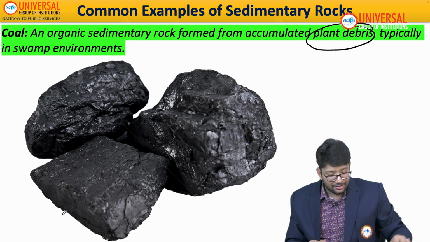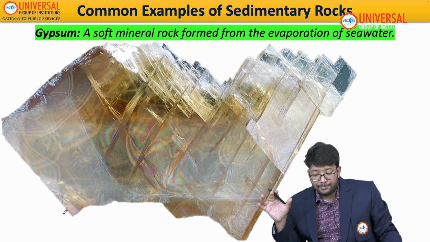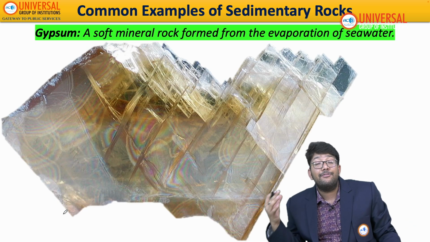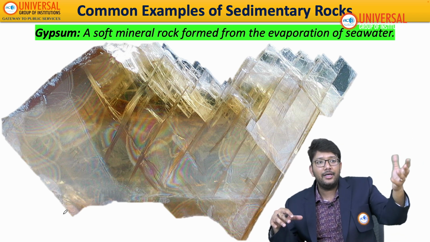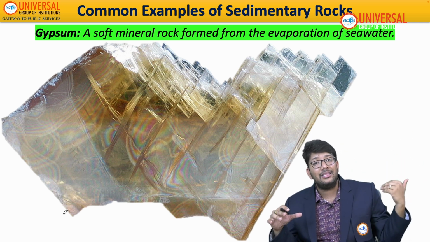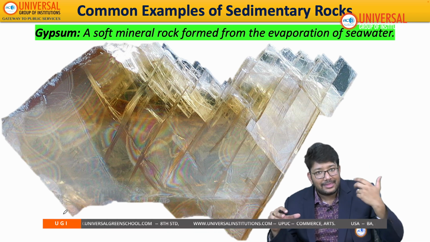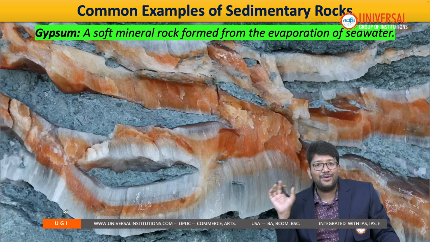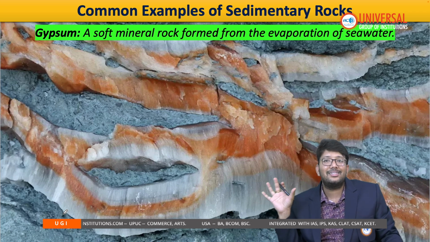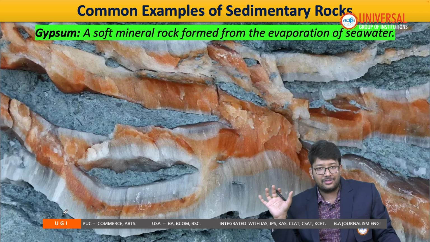Next is gypsum. Gypsum is a soft mineral rock formed from the evaporation of seawater. When seawater is evaporated, whatever minerals remain behind, from those minerals gypsum is formed. See, it's such a beautiful rock. So this is formed by the evaporation of seawater.